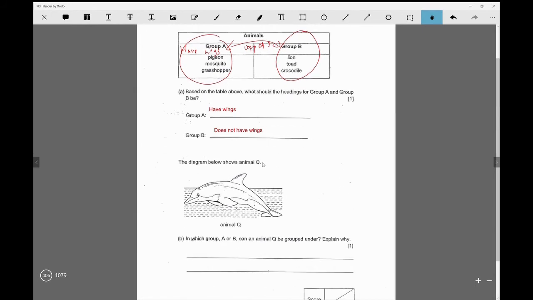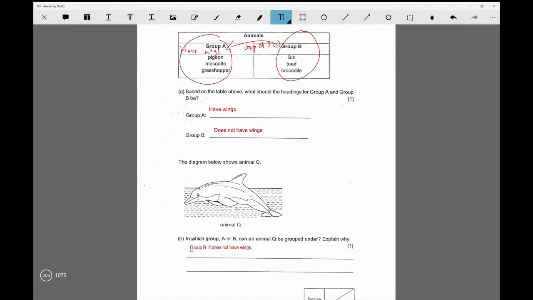Okay, this is a dolphin. They ask you, should you group this animal under A or B? So as we know, dolphins don't fly, dolphins don't have wings. They have fins but they don't have wings. So they belong to group B because group B doesn't have wings. So group B, it does not have wings.